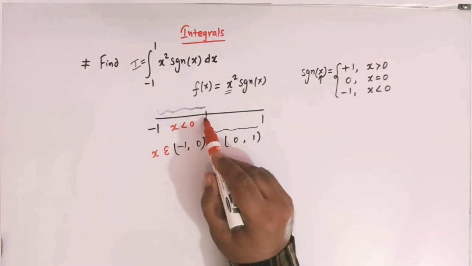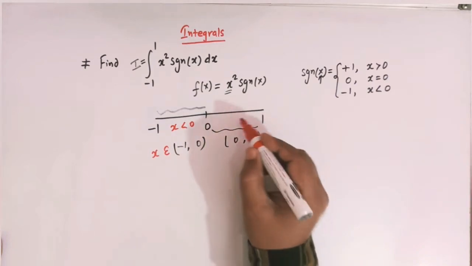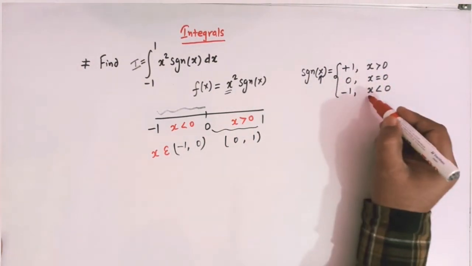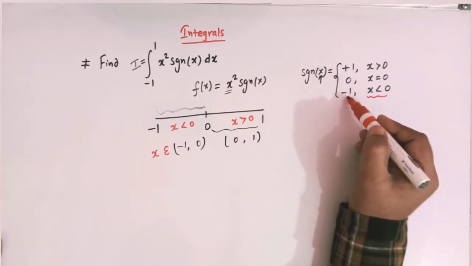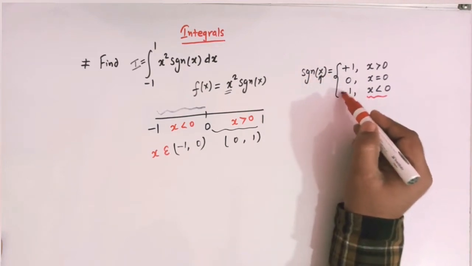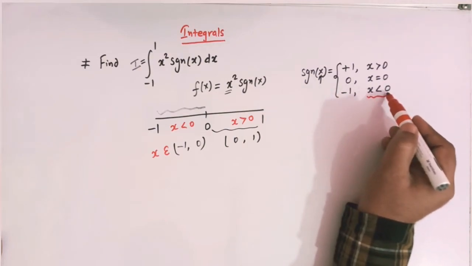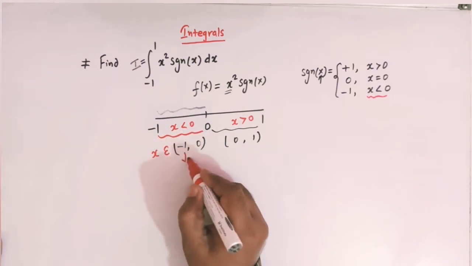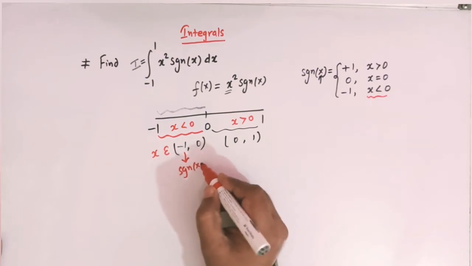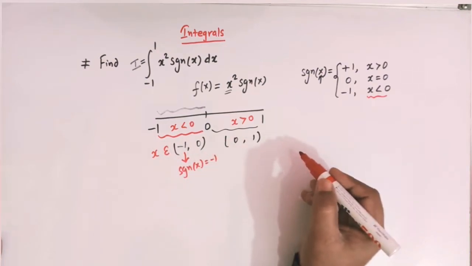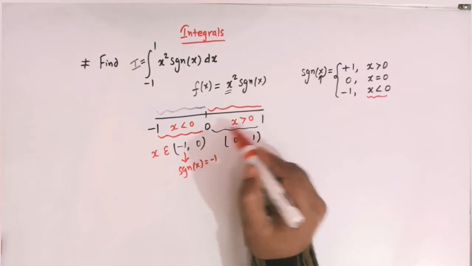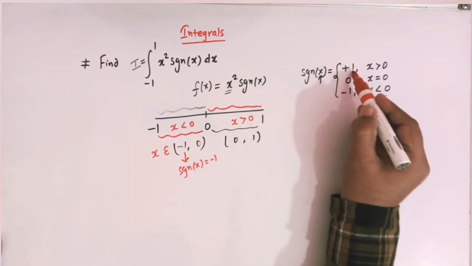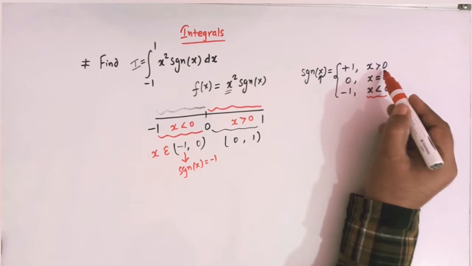And when we take the interval from 0 to 1, then all the values of x are greater than 0. So signum of x will take the value -1 for all x which are less than 0. So in the interval from -1 to 0, signum of x is equal to -1. And in the interval from 0 to 1, x is greater than 0, and signum of x takes the value +1 for all x which are greater than 0.